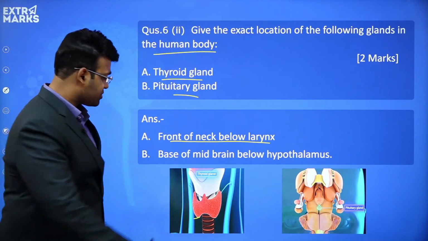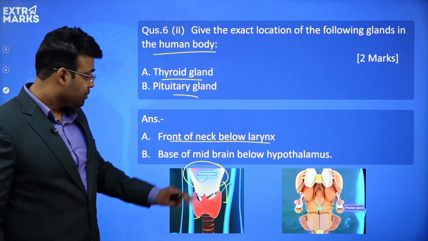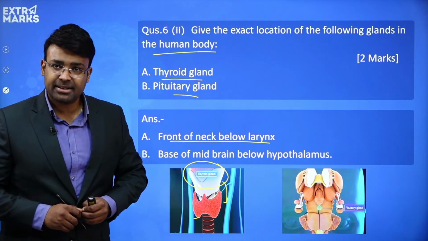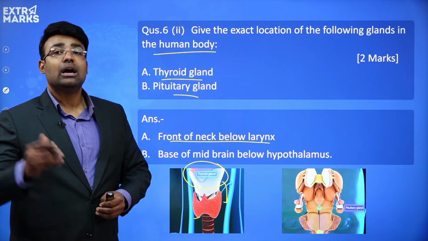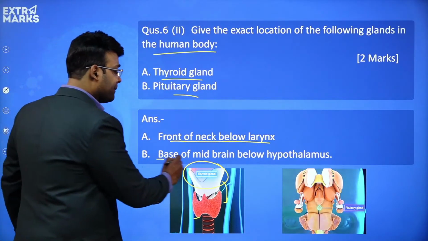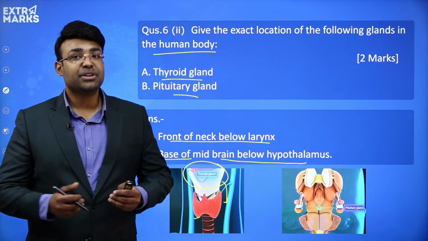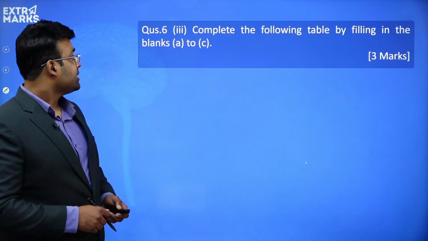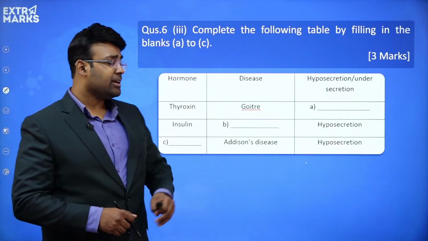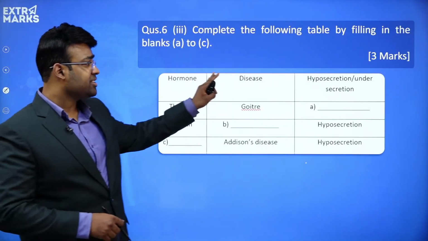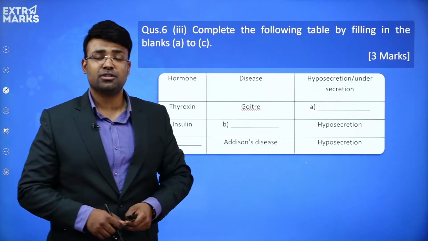Larynx is the voice box. This is the voice box, and just below it you will find the thyroid gland. Behind the thyroid you will find the parathyroid gland. Then the pituitary gland, again it is located where? Within the brain. So at the base of the midbrain, below the hypothalamus, you will find the pituitary gland. Clear? Okay. Now complete the following table. So here you can see, this is the table, everyone. Here is the hormone, here is the disease, and here we have to tell what the hyposecretion or undersecretion disease can be.